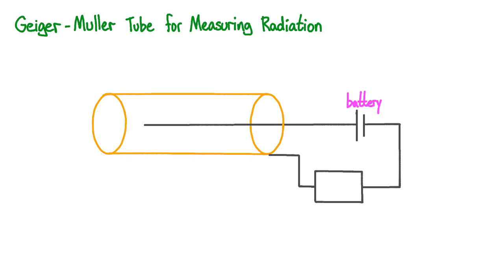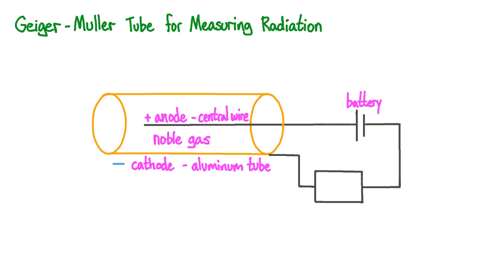A Geiger-Müller tube is essentially a battery connected to 2 electrodes. The negatively charged cathode is an aluminum tube, while the positively charged anode is the central wire suspended in the middle of the aluminum tube. The tube is enclosed and filled with a low-pressure noble gas, such as argon.